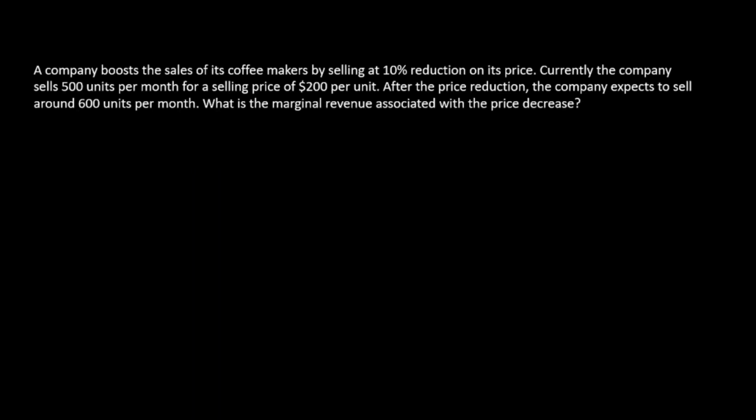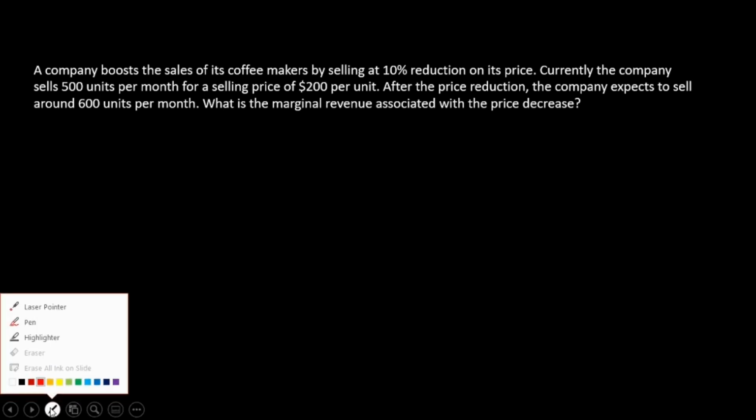A company boosts the sales of its coffee makers by selling at a 10% reduction on its price. Currently, the company sells 500 units per month for a selling price of $200 per unit. After the price reduction, the company expects to sell around 600 units per month. So you need to calculate what is the marginal revenue associated with the price decrease. So let's try to solve this.